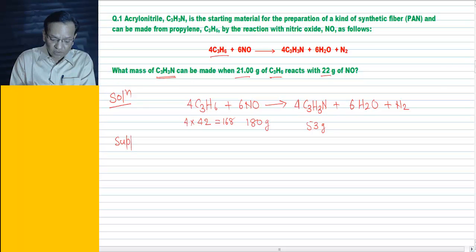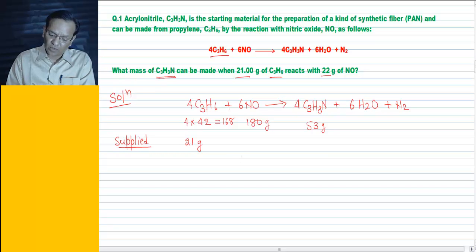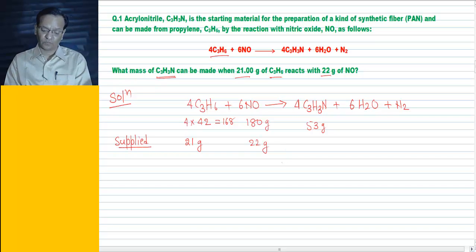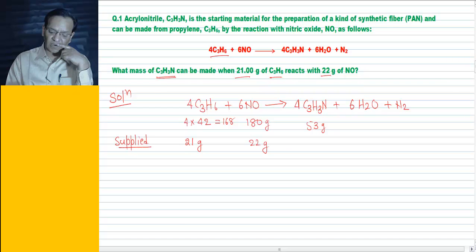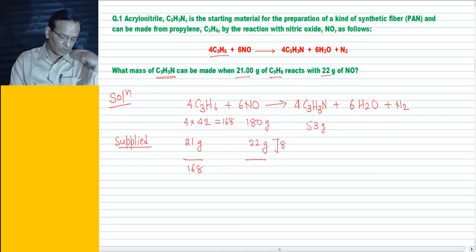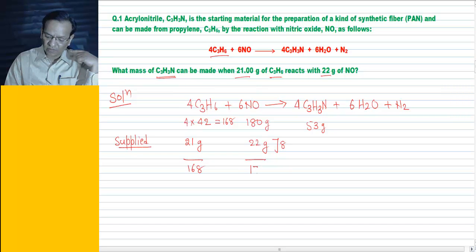Supplied masses are 21 gram of propene and 22 gram of NO. 21 is half of 42. So let us multiply it by 8 so that this quantity will be 168, and this quantity will be 22 into 8, which is 176. This is the supplied mass ratio.